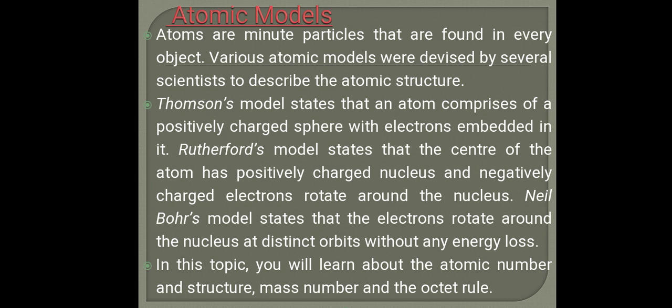Rutherford's model states that the center of the atom has a positively charged nucleus and negatively charged electrons rotate around the nucleus. Niels Bohr's model states that the electrons rotate around the nucleus at distinct orbits without any energy loss. In this topic, you will learn about the atomic number and structure, mass number, and the octet rule.